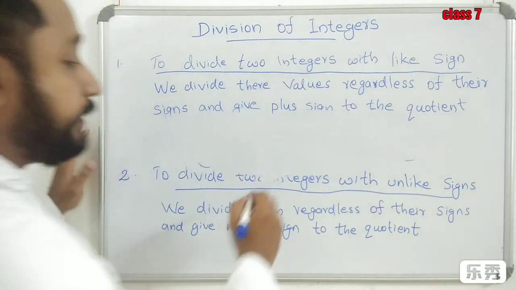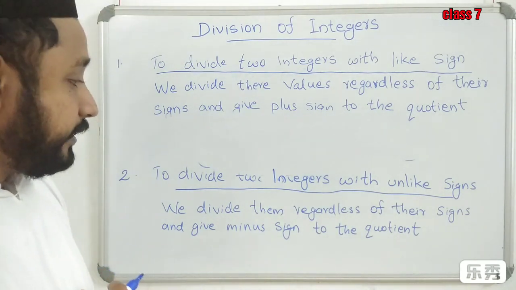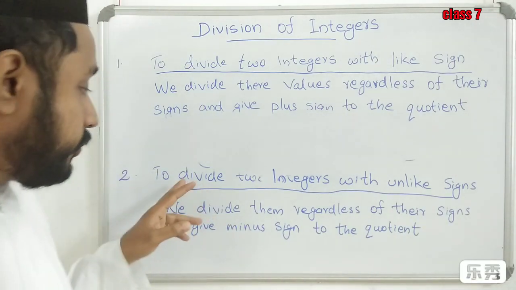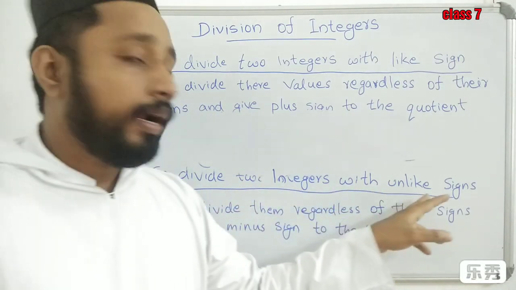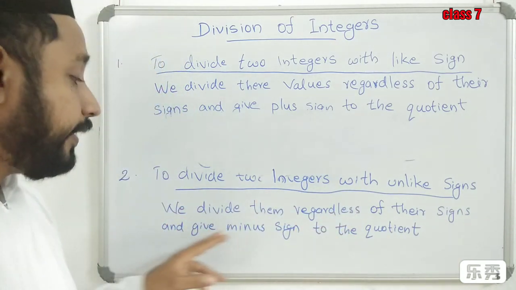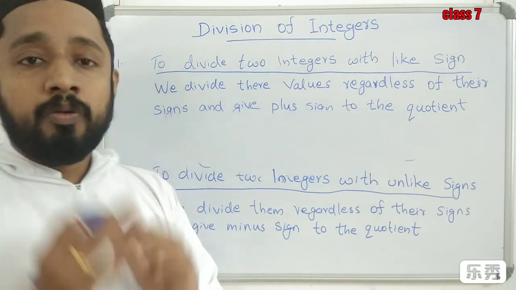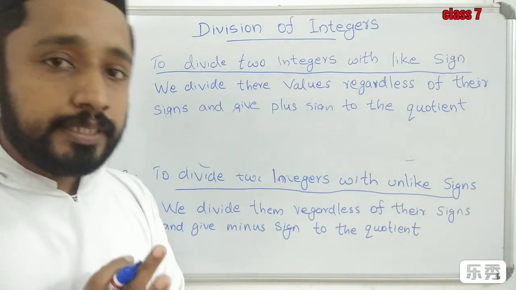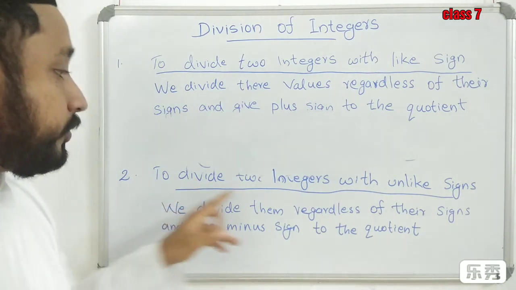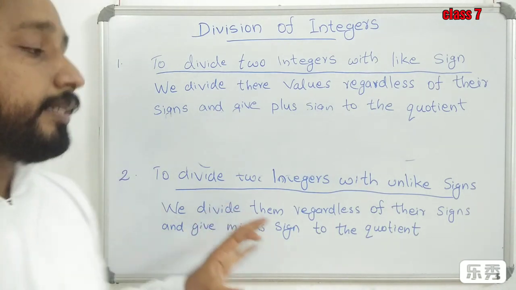To divide two integers with unlike signs, which means one positive and one negative, we divide them regardless of their signs and give minus sign to the quotient. In the case of multiplication, we studied one positive and one negative, answer is negative. The same rule is applicable for division of integers. To divide two integers with unlike signs, one positive and one negative, the answer is negative.